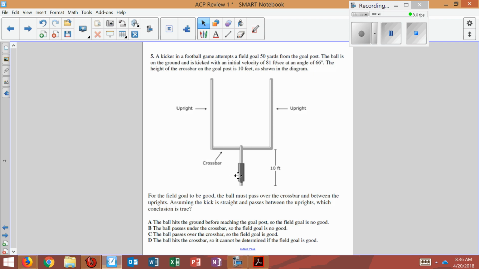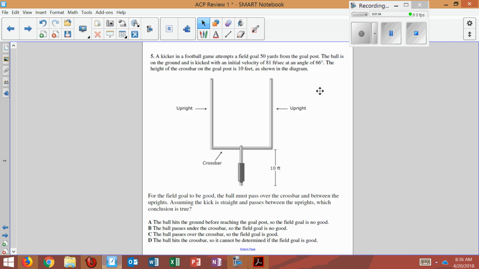So B was saying it lands somewhere down here. C says it hits this bar, so it's no good. C says it goes through. D says it hits this, so we can't determine. We don't know if it hits this and bounces down here or hits it and bounces through. So that's what we're going to try to figure out.